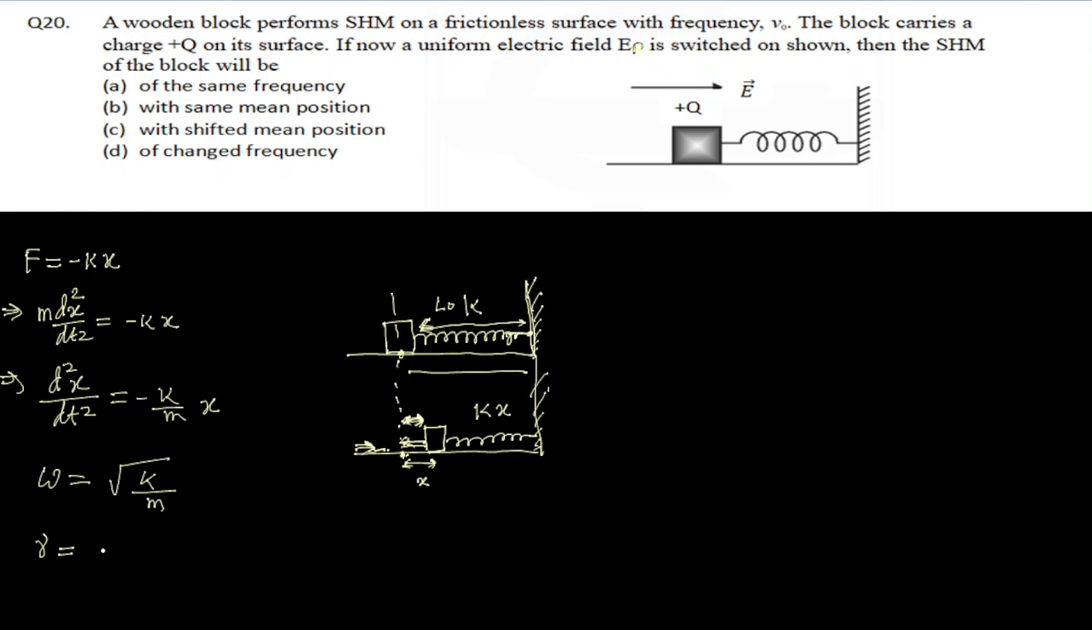And the linear frequency, sorry, omega equals 2 pi into nu, and we can write nu is equal to omega by 2 pi.